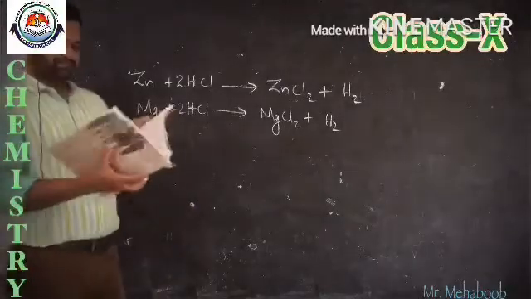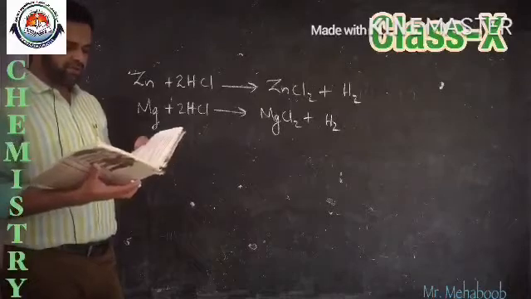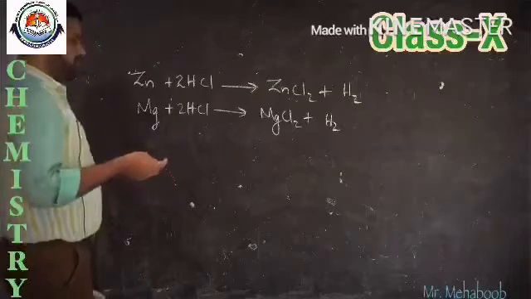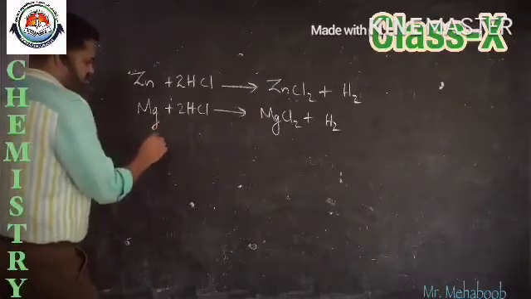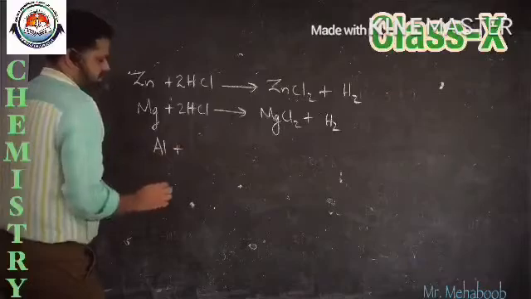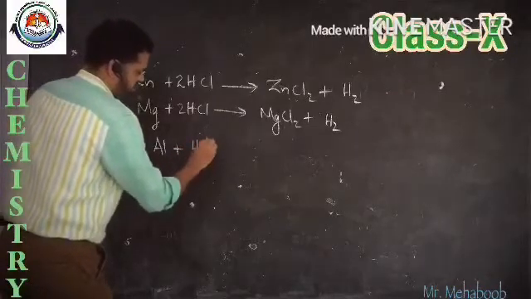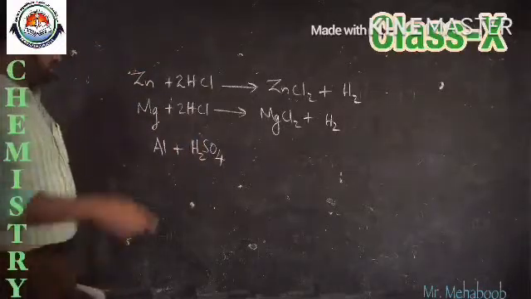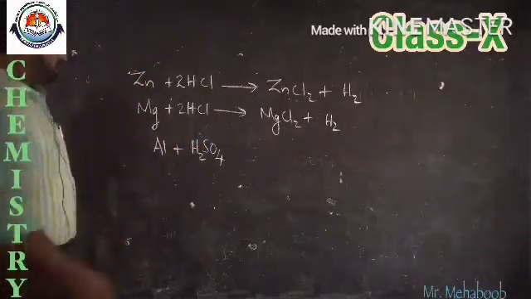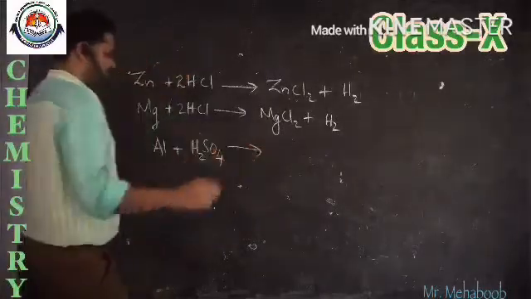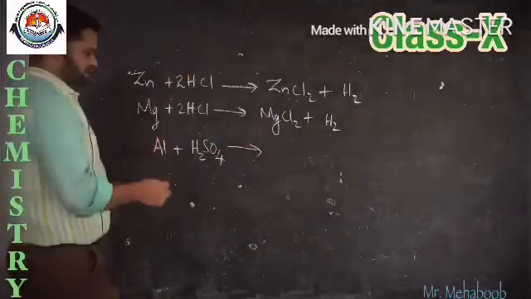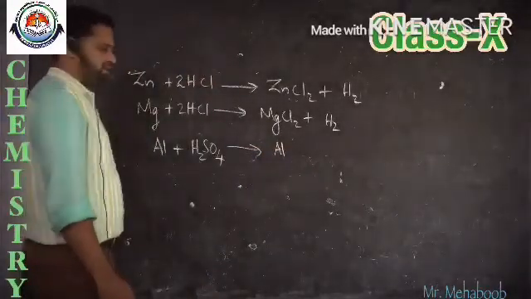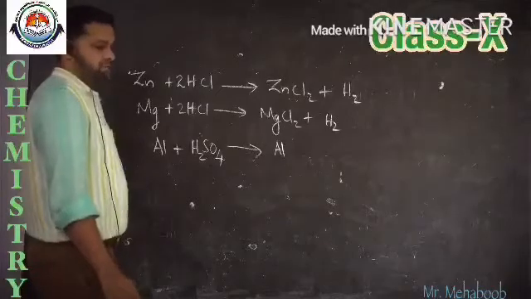Then C, the reaction between dilute sulfuric acid and aluminum powder. Aluminum, Al, plus sulfuric acid, H2SO4. Here also we get metal salt plus hydrogen gas. So aluminum sulfate is the metal salt. You know the formula of aluminum sulfate? Al2(SO4)3.